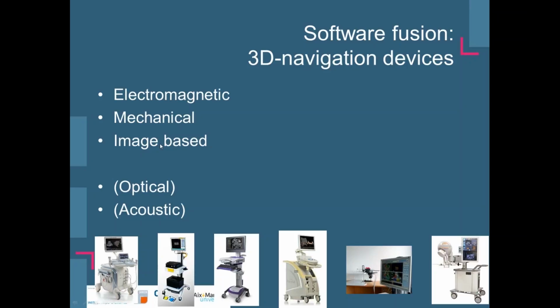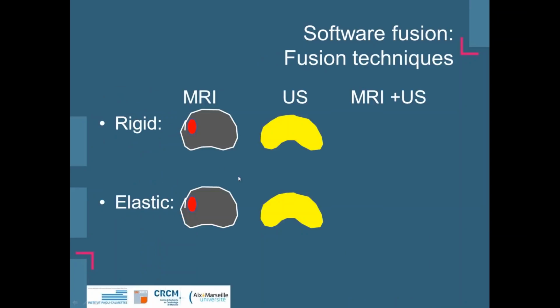And then you can do it also image-based, which means you have an ultrasound picture, you have an MR picture. The system knows how the prostate looks like in MR and in ultrasound, and then fuses the shapes of the two imaging tools together. And this then is independent of any mechanical or 3D navigation. And in theory, you can also use optical navigation or acoustic navigation, but they are less used for this purpose of a prostate biopsy.